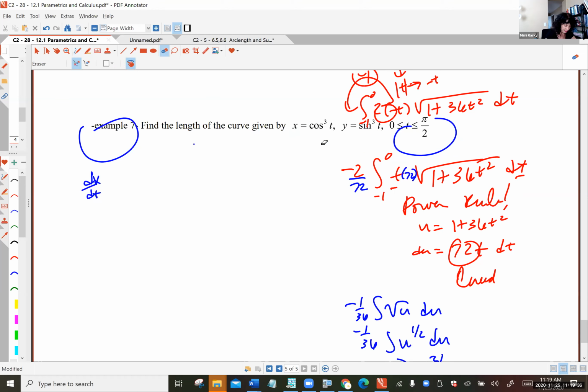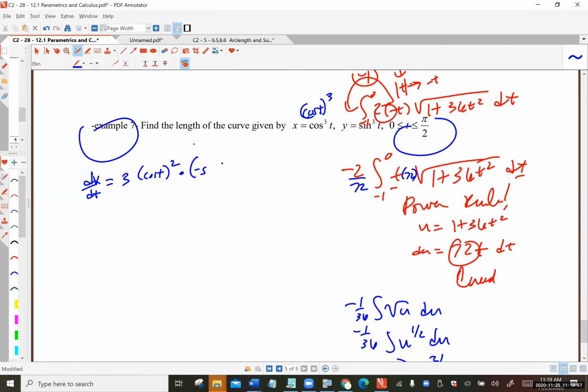be a little dicey. If I think of this as being cos t, the quantity cubed, and using the chain rule, I'll have 3 cos t, the quantity squared, times what's the derivative of cos? Negative sine. dy/dt is going to be 3 sine t, the quantity squared, times cos. Okay. So now you're ready to set up your arc length.